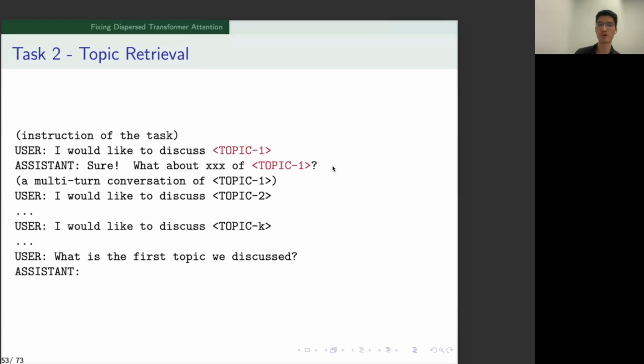We also have a slightly more realistic test. It's called topic retrieval. Let's imagine there is a long discussion between a user and an assistant, and there are multiple topics in this conversation. At the end of the conversation, the user just asks, what is the first topic we discussed? Now the model needs to recall or go back to the first topic and generate the actual content of the topic.